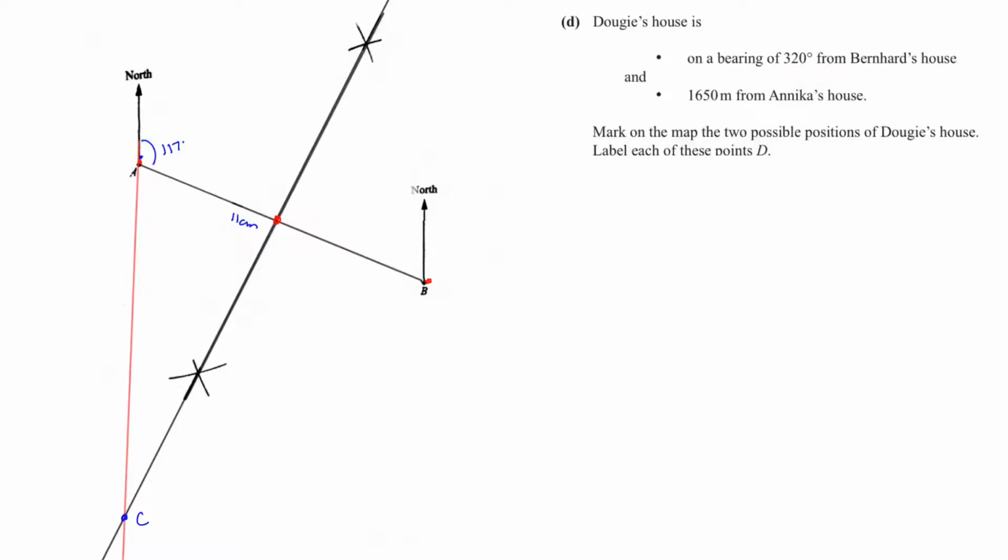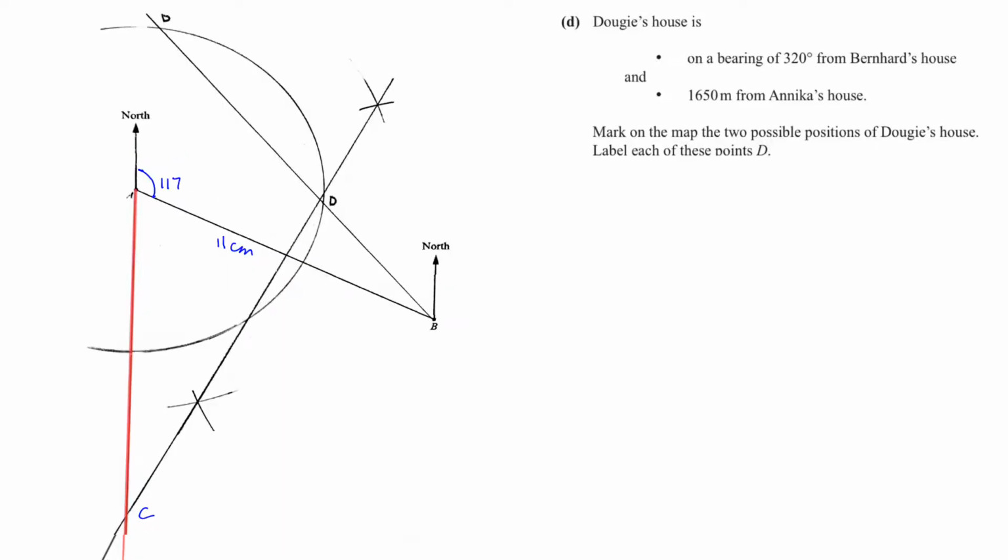320 degrees from Burnett's house, that means that's the outside part, so it's a reflex angle. And from Anika's house, it's a point. Whenever you want to draw a locus from a point, it means you have to draw a circle. So let's do that. So this is a semicircle that we drew from point A.